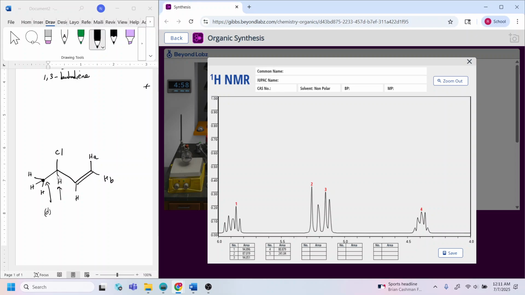By the way, for hydrogens to split each other, they should be far away from each other by no more than 3 sigma bonds. So this is 1, 2, and 3. So yeah, this hydrogen also can split this one. So this is why this hydrogen is going to appear as 5 peaks. It's going to appear as 3 plus 1 plus 1. So it's going to be 5 peaks.